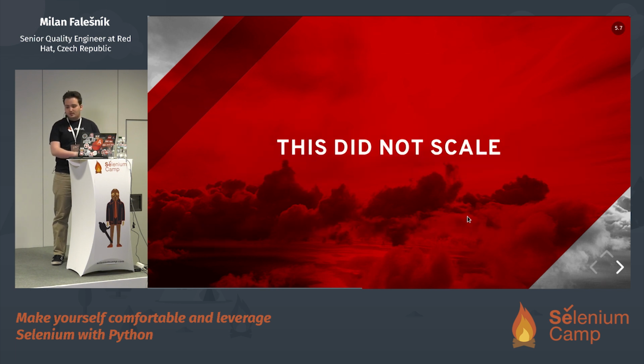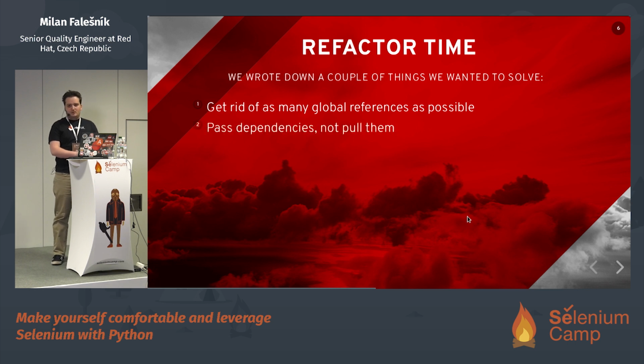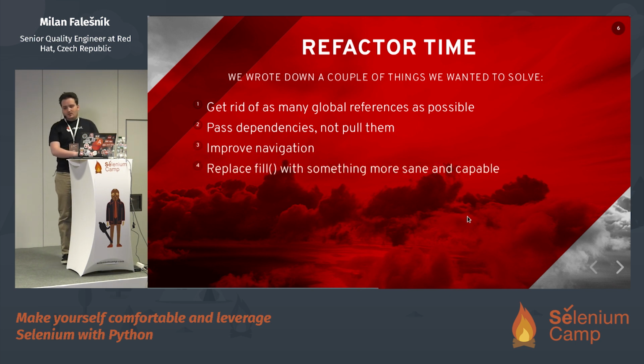That didn't scale, so we met exactly 2 years ago, and we lined out a couple of things we want to solve. Get rid of the global stuff we just pull from some modules. Let's have some sort of dependency injection where you just let the object have what it needs. Improve the navigation, and make fill actually Pythonic. It was really bad before.